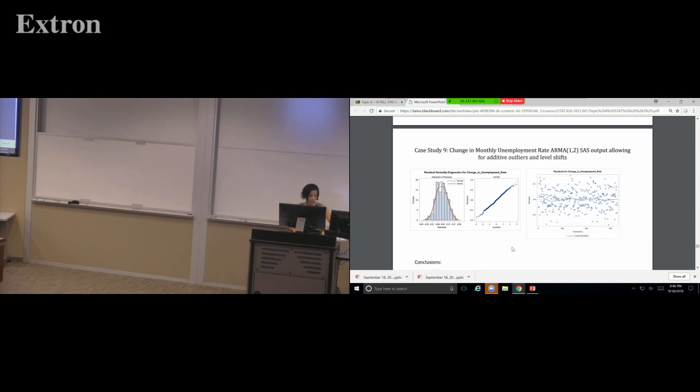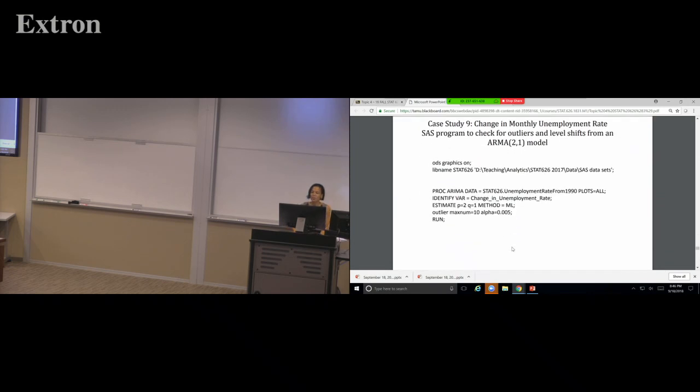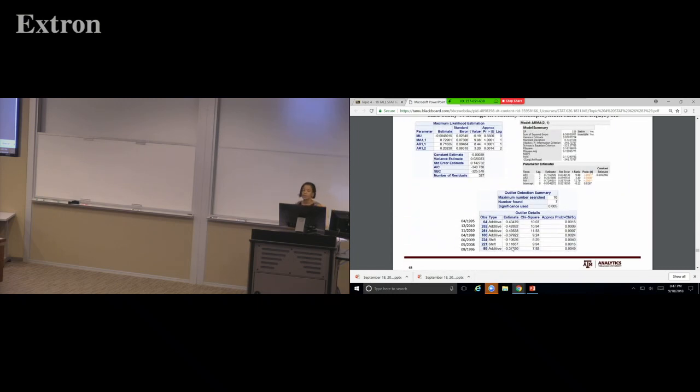All right, so let's investigate the ARMA 2-1. That was our other model. There was a third, the ARMA 3-3, but we're not going to use it, too many estimators. So we're going to investigate the ARMA 2-1 model. Same SAS code. We're going to investigate a maximum of 10 outliers, alpha 0.005. When you run that code, you find that, with a maximum of 10, there are 7 outliers detected. Same 5 additive outliers and 2 level shifts that we found in the previous fit of the ARMA 1-2. So both of these models have pointed out the same outliers and level shifts.